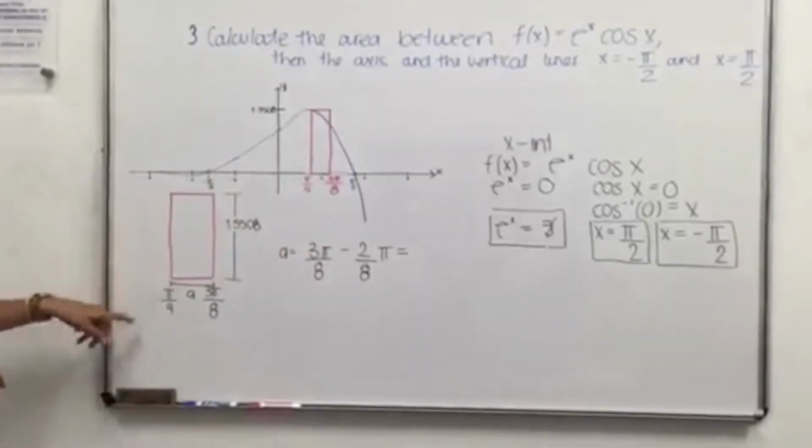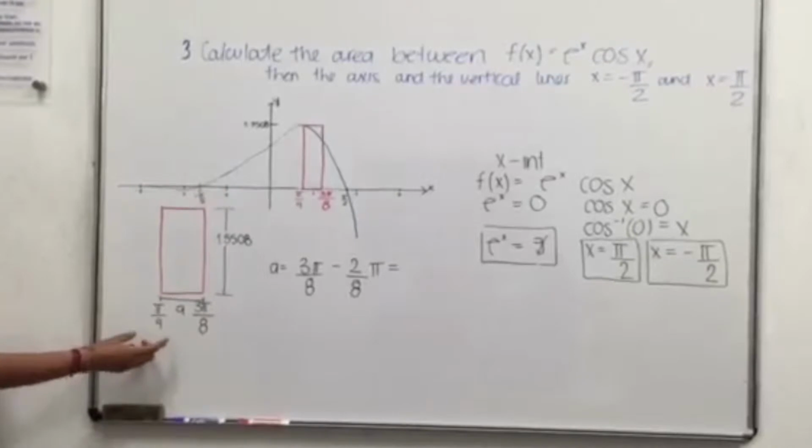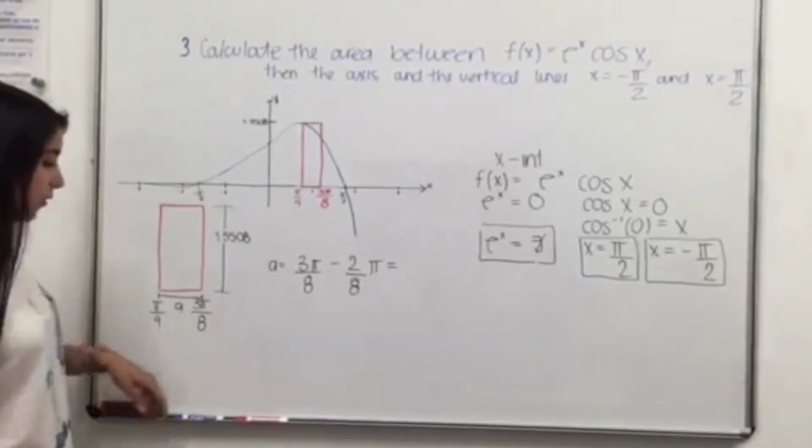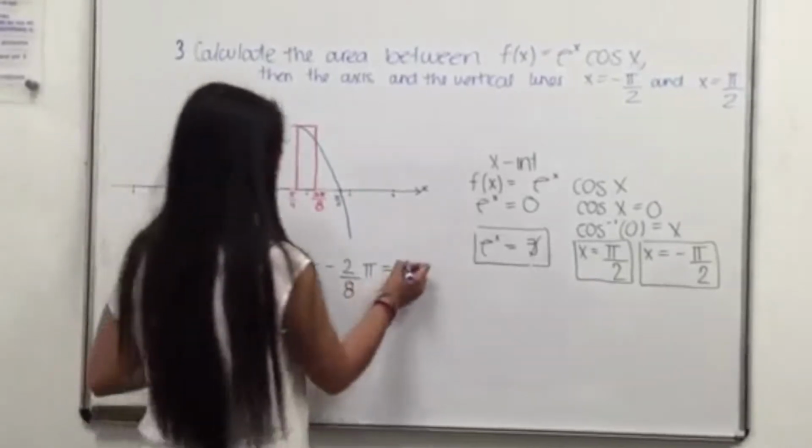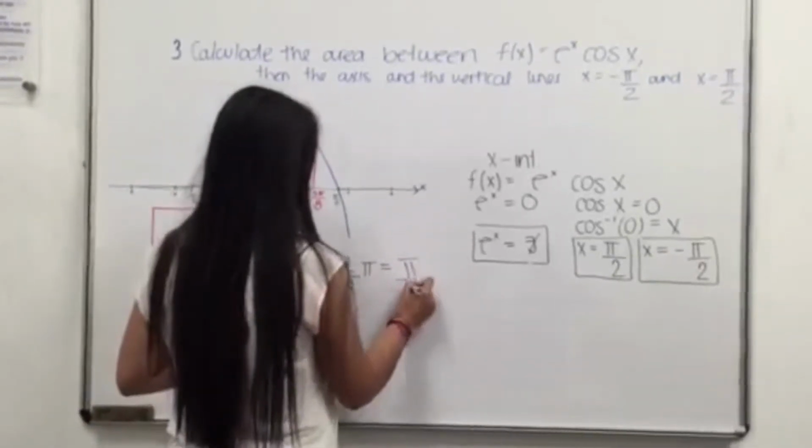And this is our rectangle, and this side is called A, and to find A, we resolve this, and the result is pi over 2.